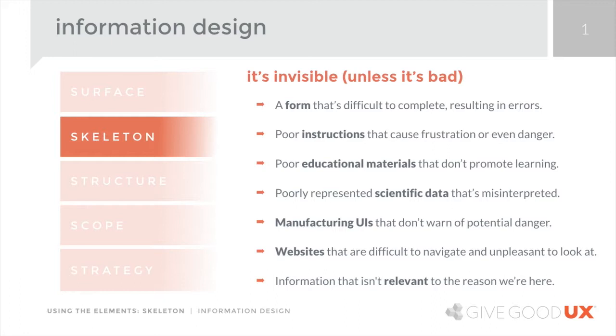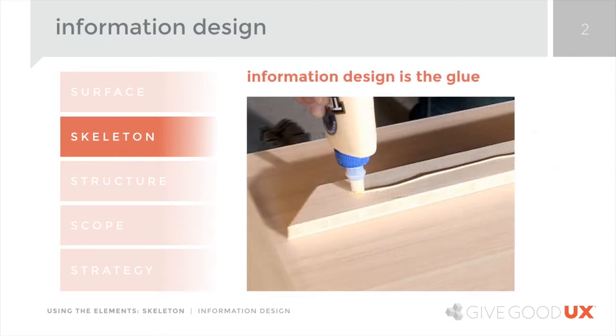Think of information design like the glue that holds all the other elements together. While it's easy to focus on the interface or the navigation, it's really the information that holds everything together. I'll give you a great analogy. I grew up doing carpentry because my father was a carpenter. And one of the first things that he taught me is that, contrary to popular belief, nails don't hold anything together. Glue holds things together.